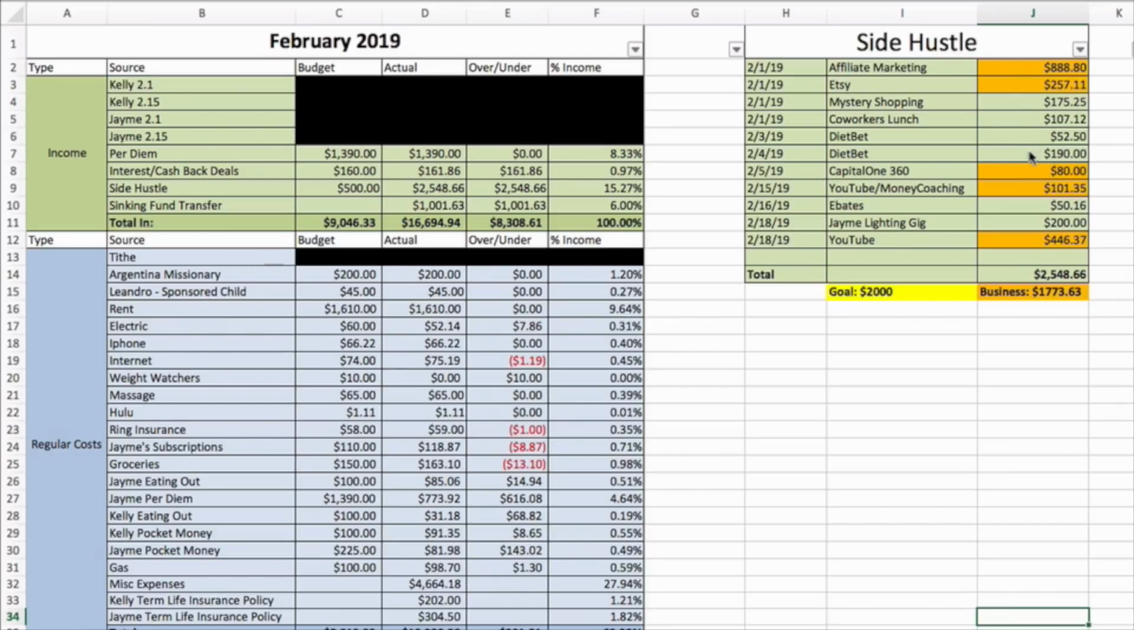Diet bet, I did two diet bets this month. One was $52.50, and another one was $190. And I'm currently in two diet bets that you'll see the payouts in March.